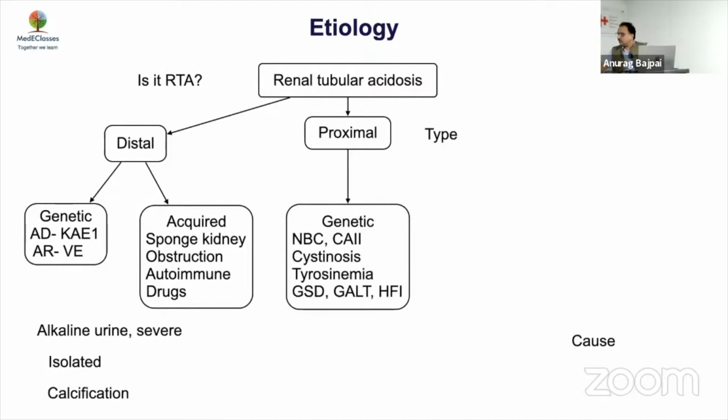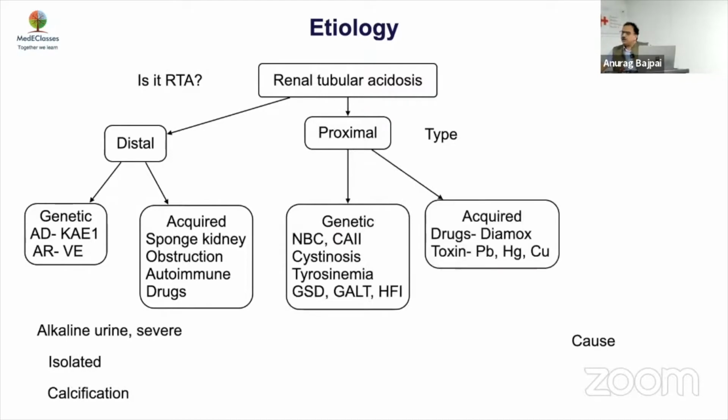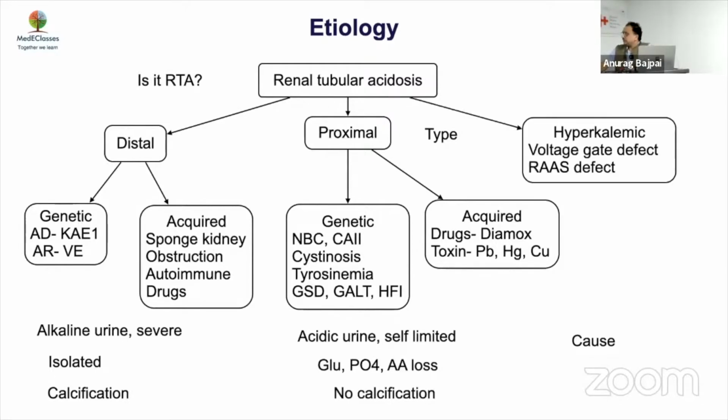Proximal RTA is usually genetic, and it can be because of some drugs or toxins. It is usually associated with acidic urine, which is self-limiting, with loss of glucose, phosphorus, and amino acids. There will be no calcification. And finally, we have hyperkalemic RTA with a voltage-gated defect or a RAS defect.